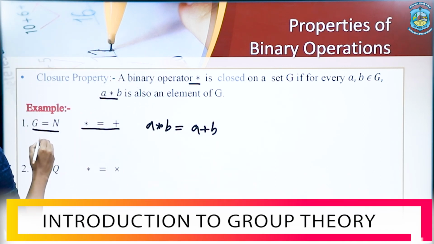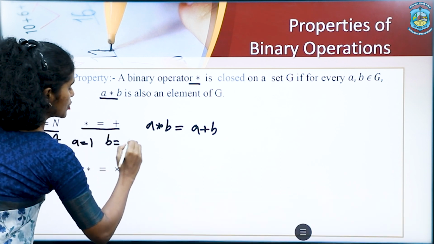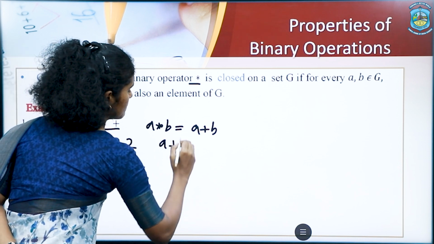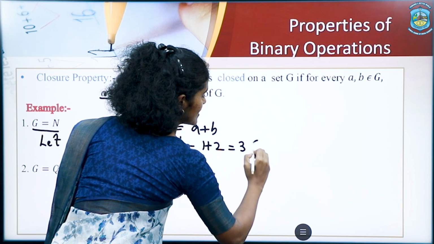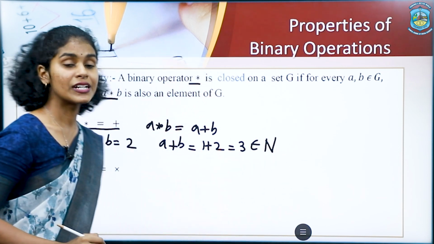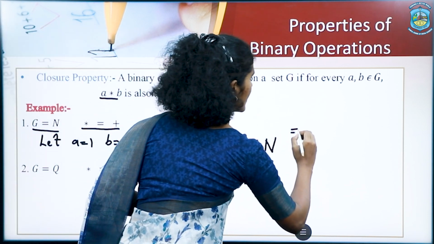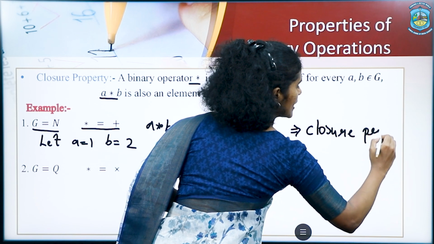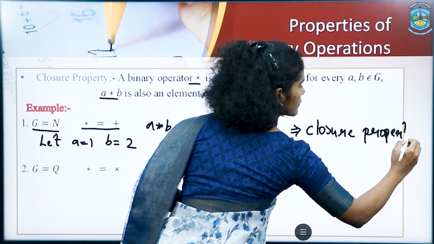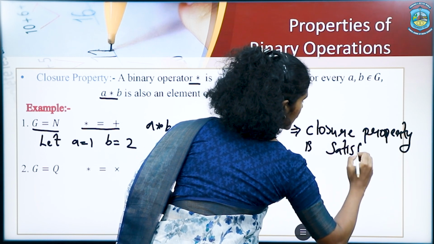Let us consider two random natural numbers. Let A equal to 1 and B equal to 2. So A plus B is equal to 1 plus 2, which is equal to 3, which is again a natural number, which implies this condition is satisfied. So we can write closure property is satisfied.